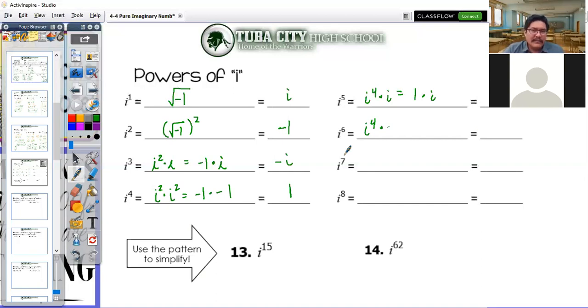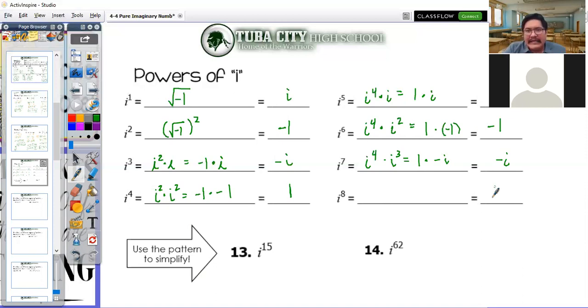Now, look at the pattern. Do you notice anything? I, -1, -I, 1. What do you think this number is going to be? 1. Because I to the 4th times I to the 4th means just 1 times 1.